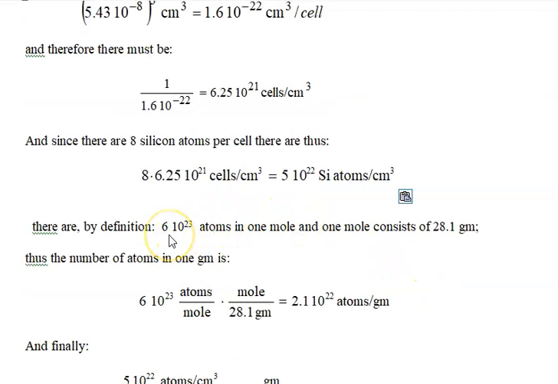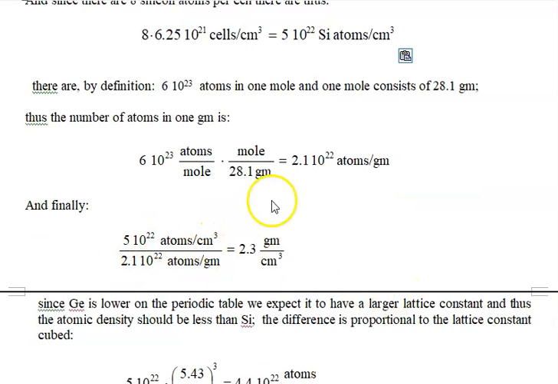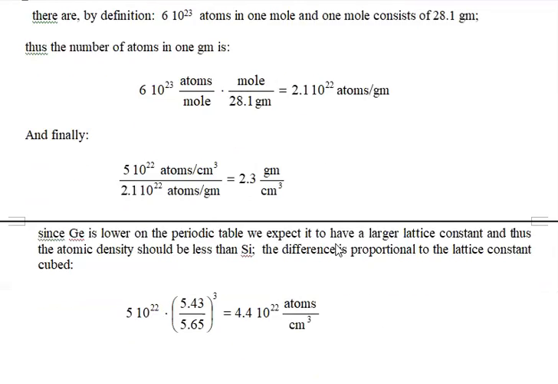Now, since there are Avogadro's number atoms per mole, and 1 mole is 28.1 grams, putting all that in, well, this is just the constants, 2 times 10 to 22 atoms per gram. So if we put in atoms per gram in the denominator, and there are 5 times 10 to 22 atoms per cubic centimeter, we see the atoms cancel out, and we get grams flips on top. Grams per cubic centimeter, 2.3 grams per cubic centimeter, and that indeed is the density of silicon.